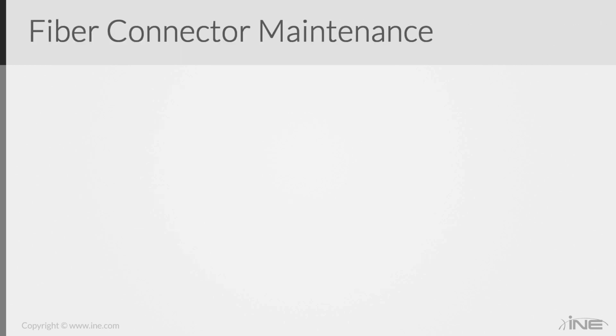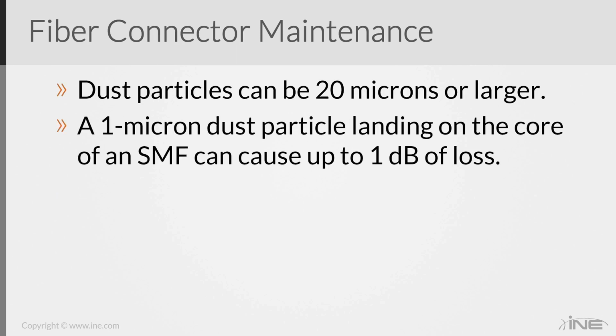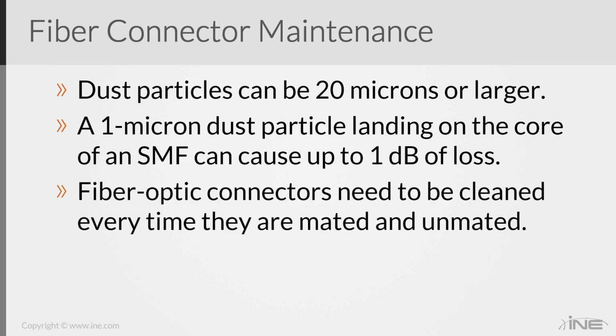Fiber connection maintenance. Dust particles can be 20 microns or larger. Just a 1 micron dust particle landing on the core can cause up to 1 decibel of loss, which isn't a lot in the grand scheme of things, but it's still more than it should be. That's why it's important to blow that stuff off and keep the area as dust free as you can. I know in a data center that can be kind of difficult with all that blowing air, but do what you can. Fiber connectors need to be cleaned every time they are mated and unmated.